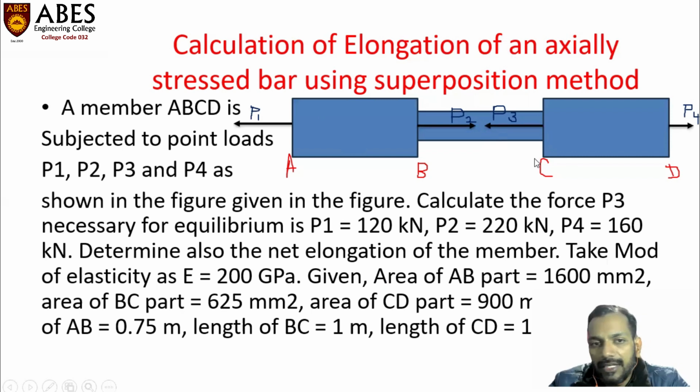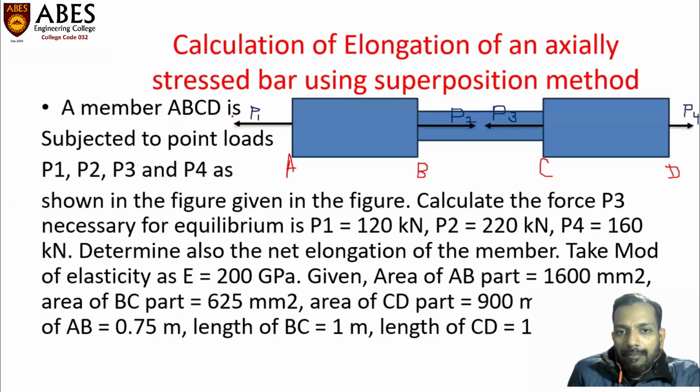A member ABCD is subjected to point loads P1, P2, P3 and P4 as shown in the figure. Okay, so P1 is acting on the extreme left end of this beam, of this rod. The value is 120 kilonewton, P2 is 220 kilonewton and P4 is 160 kilonewton. We do not know the value of P3. So using the method of equilibrium, we will calculate first of all the value of P3.